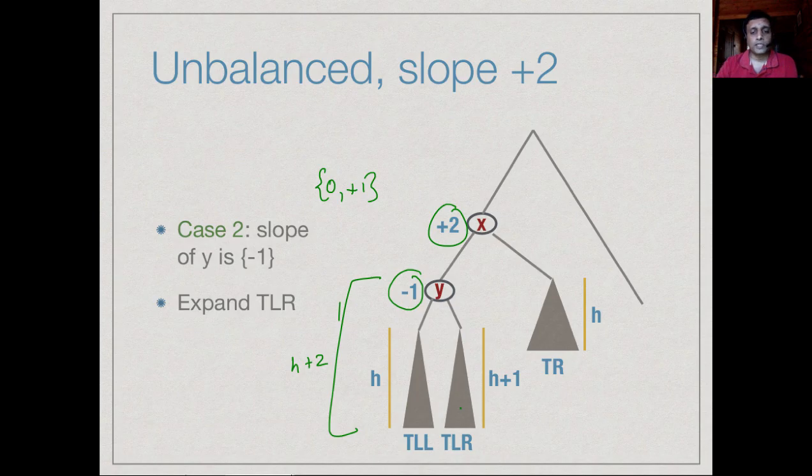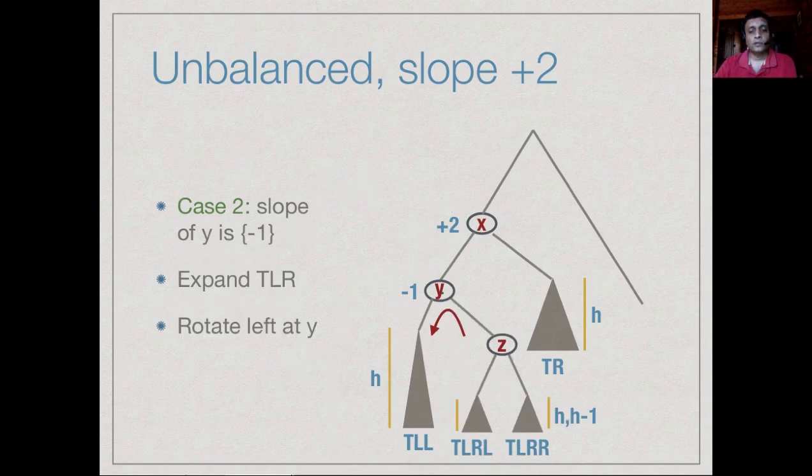So now we are going to expand out this node. Now it's H plus 1, so there is at least one node here. Even if H is 0, it has at least a root node. So we will expose that root node as we exposed Y earlier. Now we have expanded this TLR as Z with two subtrees, TLRL. This is supposed to indicate that I start at the original tree, go left, go right, and go left. So TLRL, and then go left, go right, TLRR. That's the notation for these subtrees.